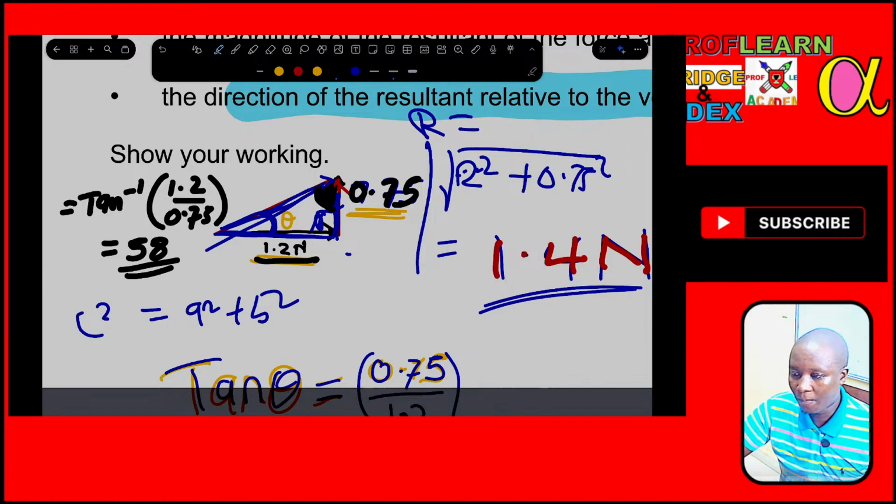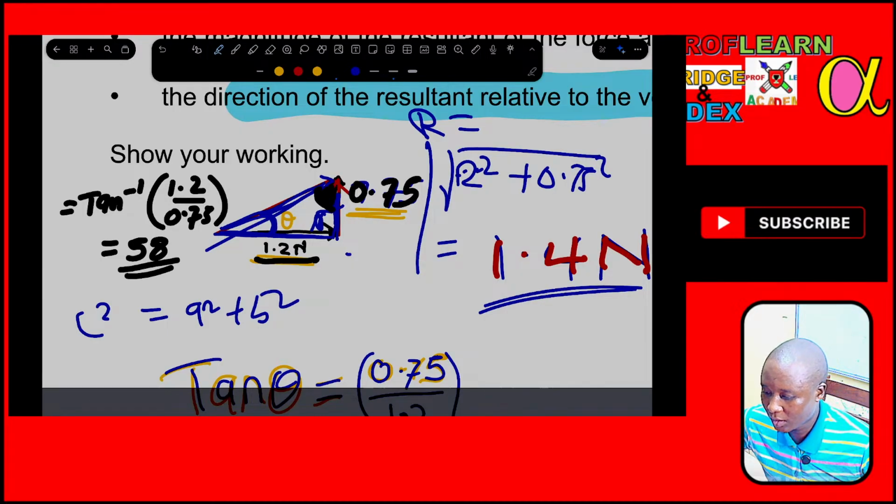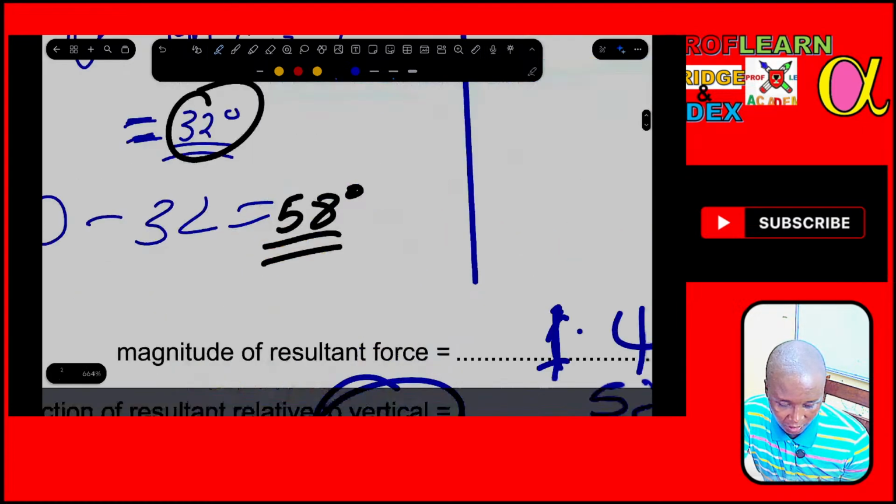So it's up to you to decide which is the best method you can use at this particular point. Moving further to other questions that you were asked.